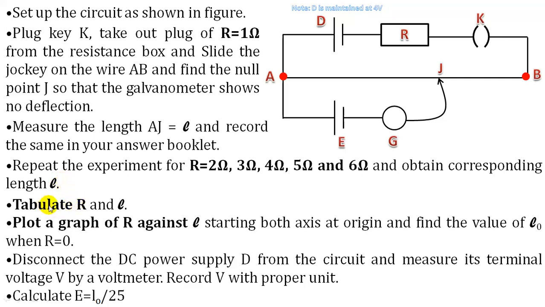Now you need to tabulate the readings between R and L. Thereafter, plot a graph of R against L and find the L naught where the line intersects R equals 0. Then you can find the EMF by calculating L naught by 25. So this is the experiment. We would try to understand what this experiment is suggesting. Let's go ahead with that.